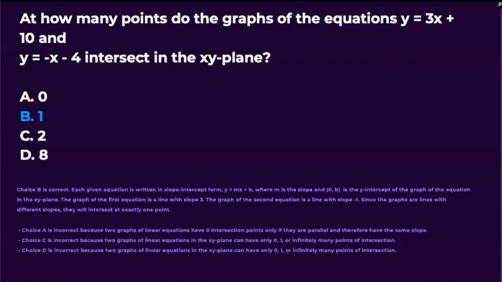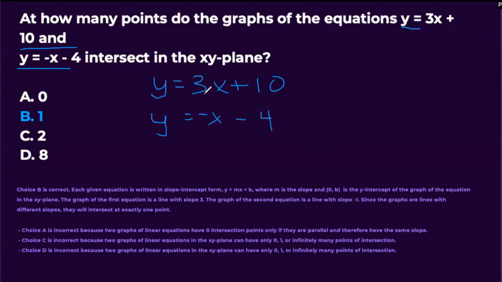How did we get this? Well, essentially we have two equations just like before. We have 3x plus 10 equals y. And I'm going to go ahead and convert that first equation into y equals mx plus b, just because if you notice here, the second equation also lines up that way. So I'm just going to rewrite it. So y equals 3x plus 10. And I'm going to take that second equation and bring it down, and y equals negative x minus 4.